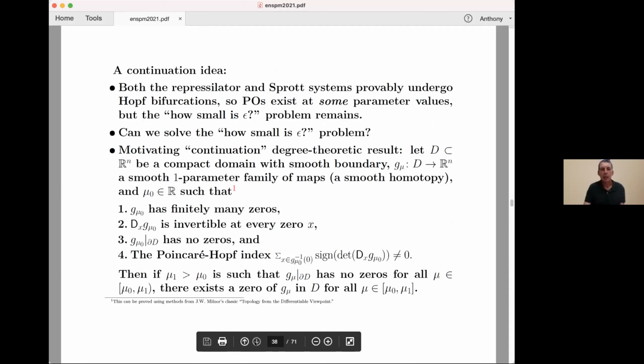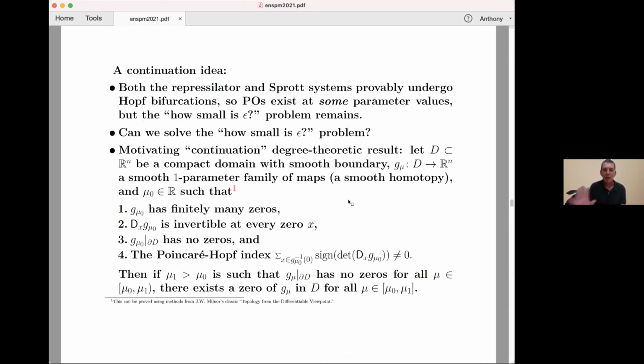That's the key thing. And so instead of just going through the details of the theorem, let me just describe a little bit about what this means. So what is the continuation idea? What are we really doing here? Basically, the repressilator and the Sprott system undergo Hopf bifurcations. So we know the periodic orbits exist for some parameter values, maybe just one parameter value.